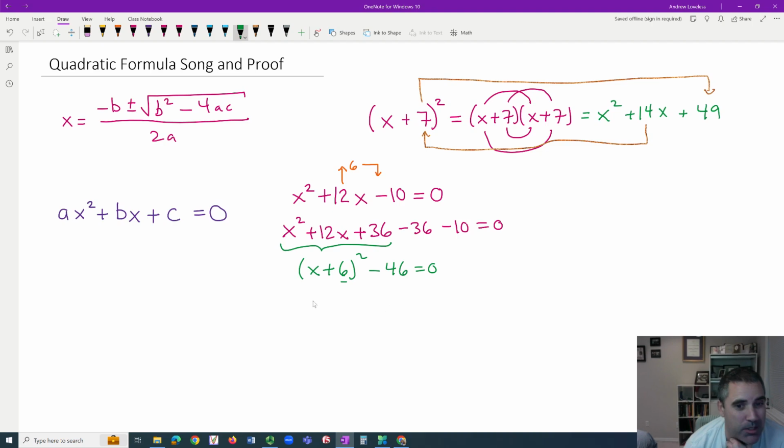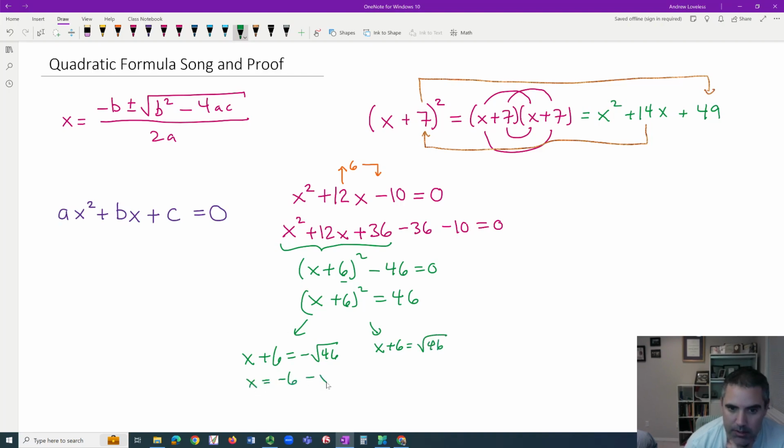Can you solve that in 3 steps? Well, you're going to get x plus 6. So we're going to give up the 0 for a moment. Then we're going to say there's 2 possibilities. X plus 6 could be negative the square root of 46, or x plus 6 could be positive the square root of 46, and then we're going to subtract 6. So it's negative 6 minus the square root of 46, and negative 6 plus the square root of 46.